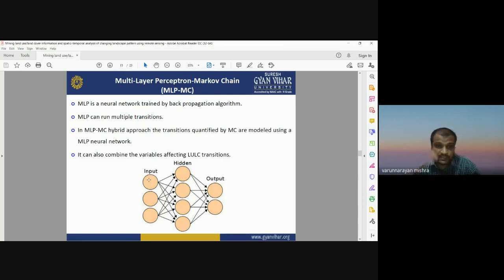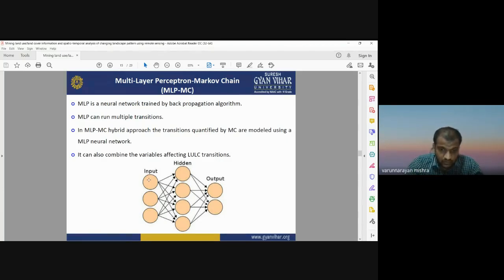Neural network provides us the ability to incorporate all the input variables to see the location of the change, to see the locational information of the change in various land cover classes. It is a hybrid approach because it is integrating 2 different methods, MLP and Markov chain. The transition is quantified by the Markov chain and modeled using the neural network. It may also combine the variables.